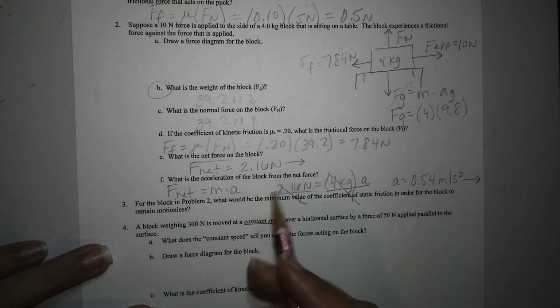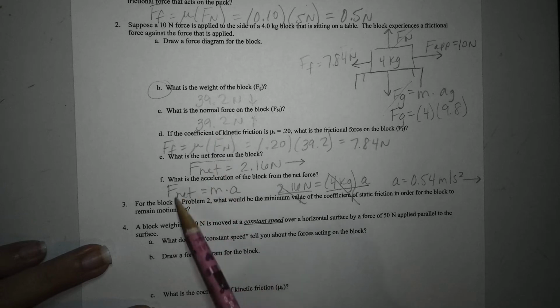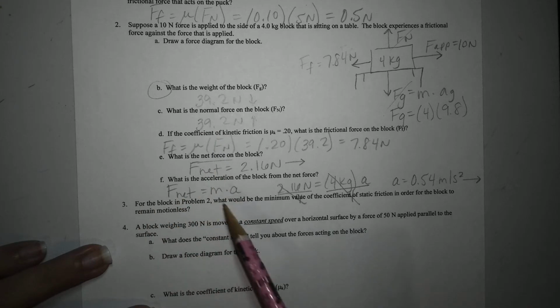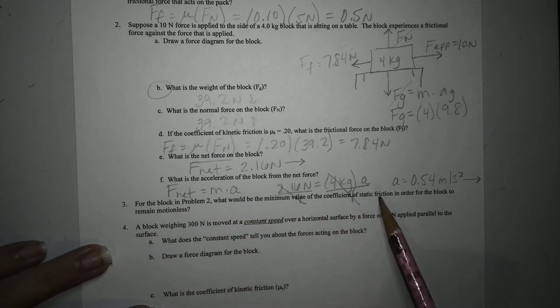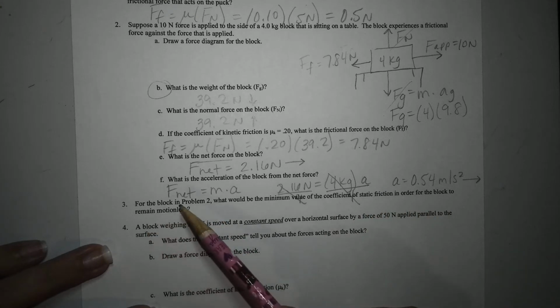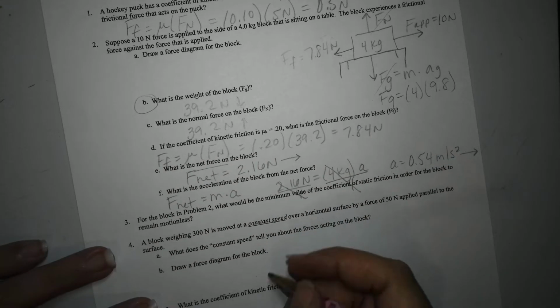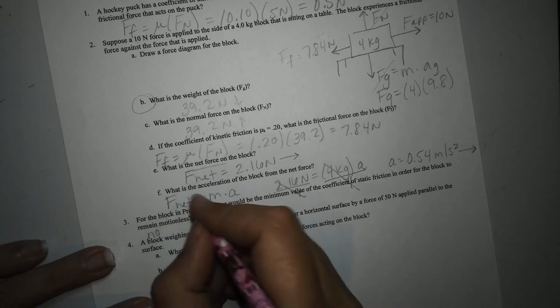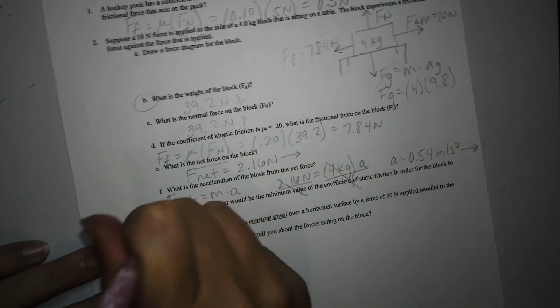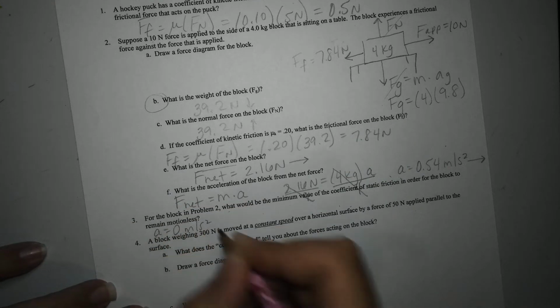All right, question 3 actually goes with question 2. So it says, for the block in problem 2, what would be the minimum value of the coefficient of static friction, or mu, in order for the block to remain motionless? So if it's going to remain motionless, it means that it has no acceleration. And when we have no acceleration, I'm going to say here, acceleration equals 0 meters per second squared.